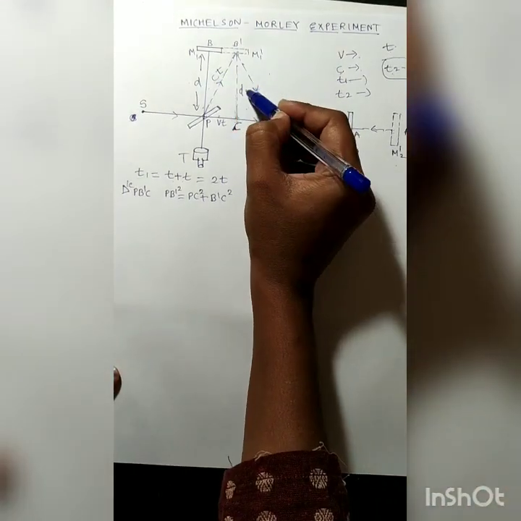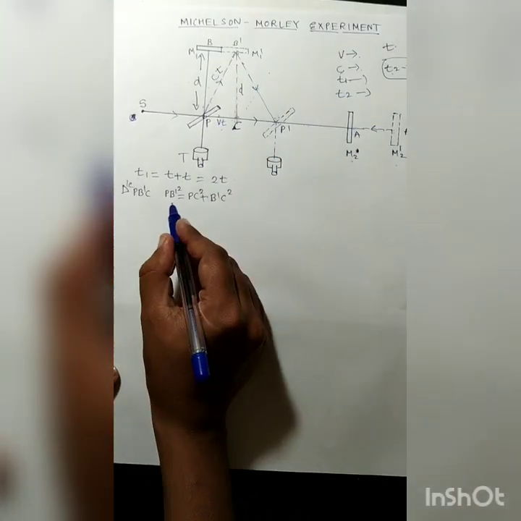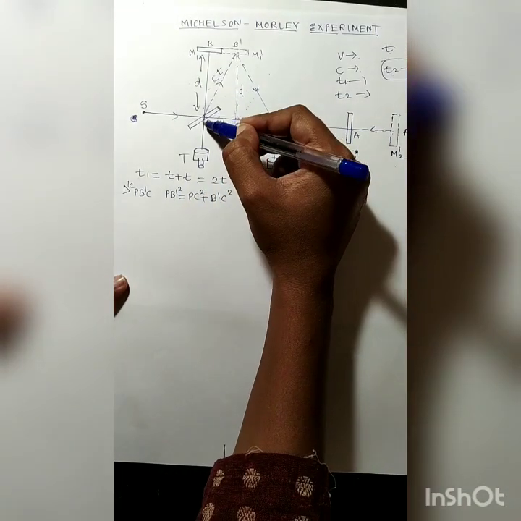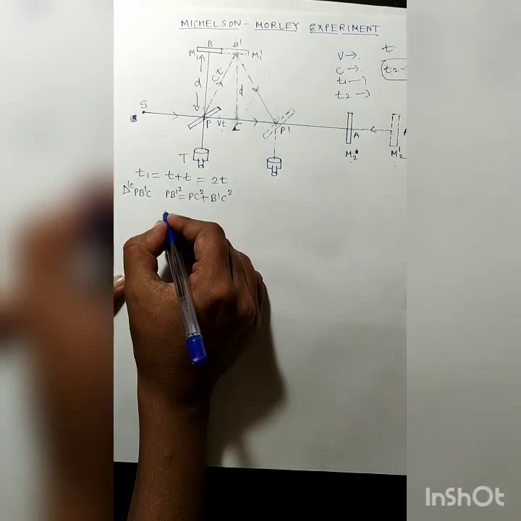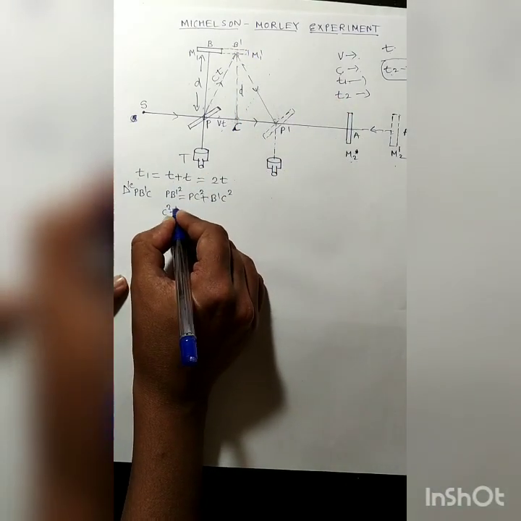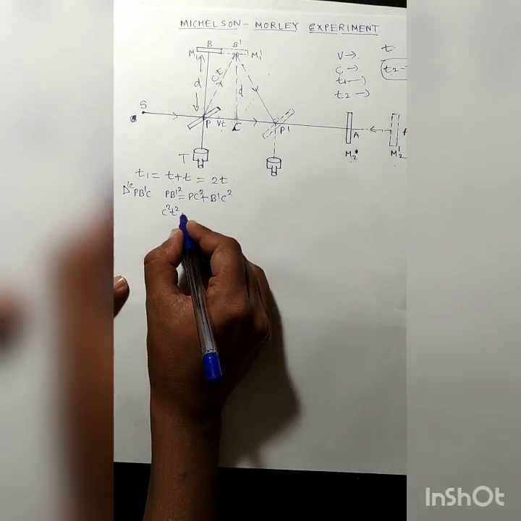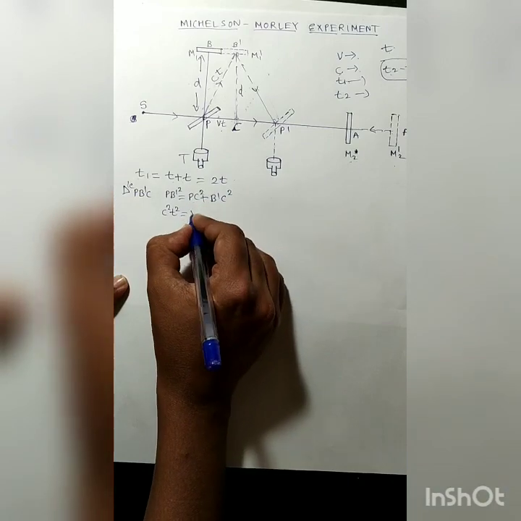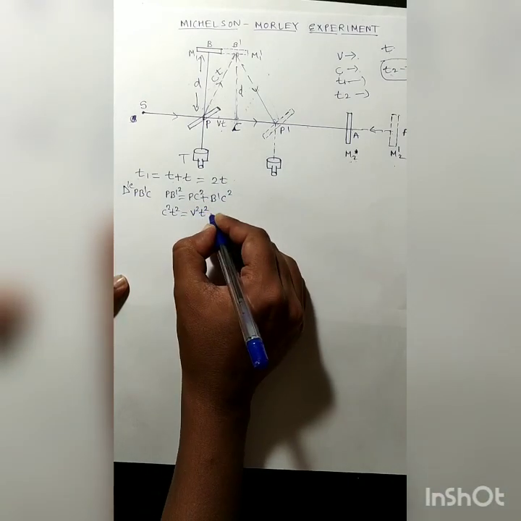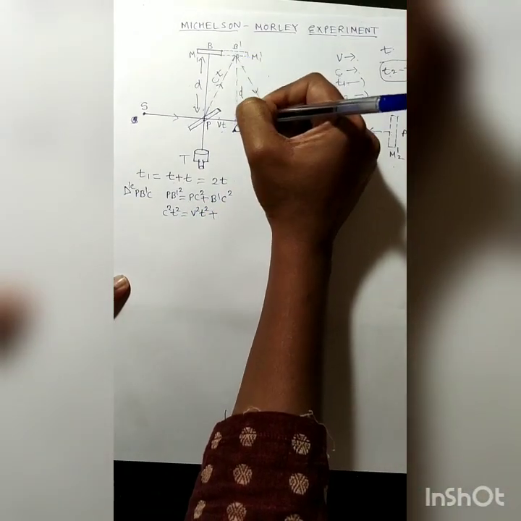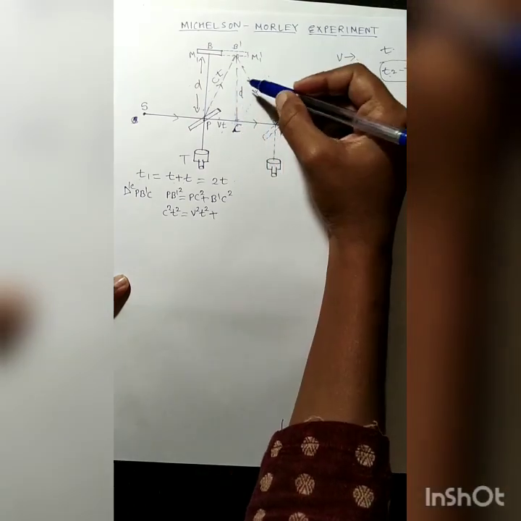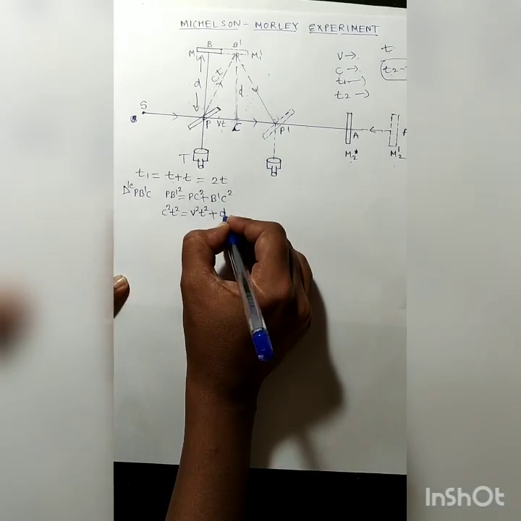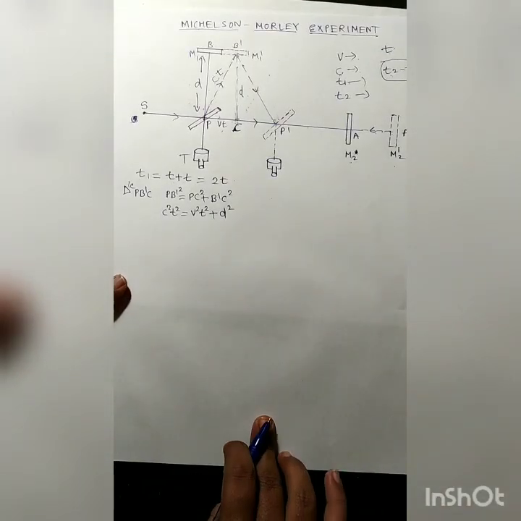So we got all these three values, isn't it? Substituting in this equation, we can get PB dash square. PB dash is c into t, so we will get c square into t square, which is equal to PC, which is v into t, squared, that is v square into t square, plus B dash C square. B dash C is nothing but d, the distance, because both are having the same distance. So that is d square.